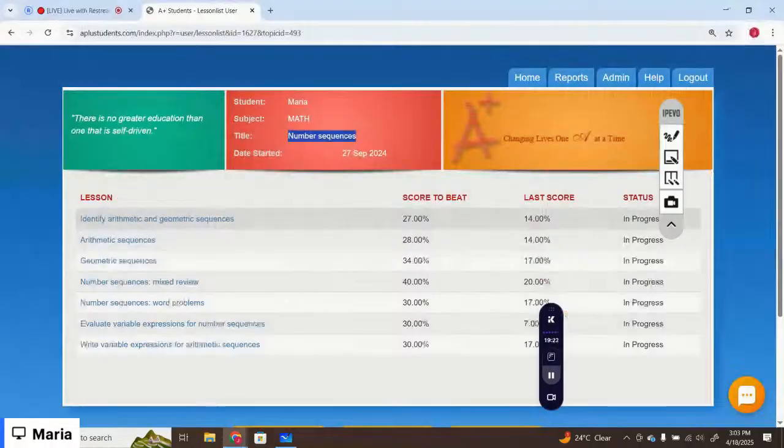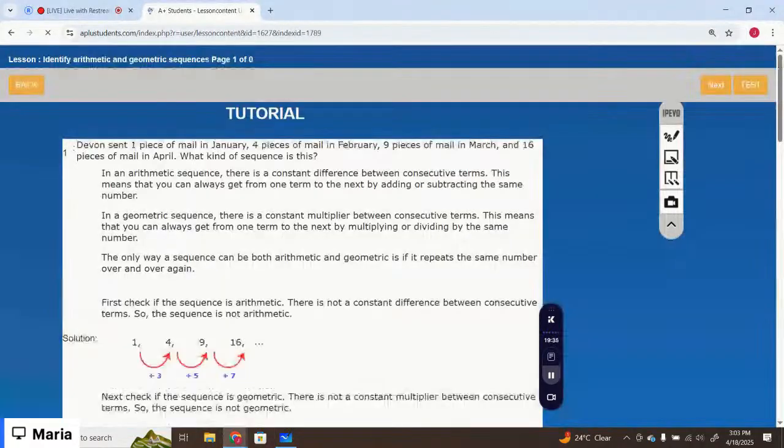So here I'm on grade 8 math. The chapter we're on right now is number sequences. Let's just start with the lesson: identify arithmetic and geometric sequences. Devon sent one piece of mail in January, four pieces of mail in February, three pieces of mail in March, and 16 pieces of mail in April. What kind of sequence is this?